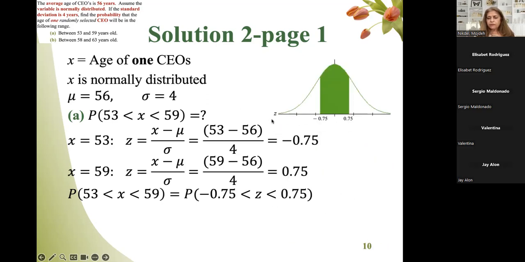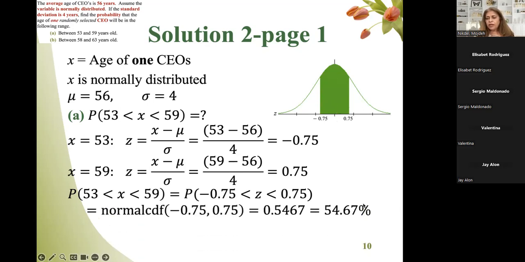Here is the graph. This is my Z curve. The line in the middle of the Z curve is the 0 line or mu line. Negative 0.75, positive 0.75, I have to find the area of this shaded region, which gives me the probability. So I say normal CDF of the left side of my shaded region, negative 0.75, comma, the right side. And that is 0.5467. I change it to percent.